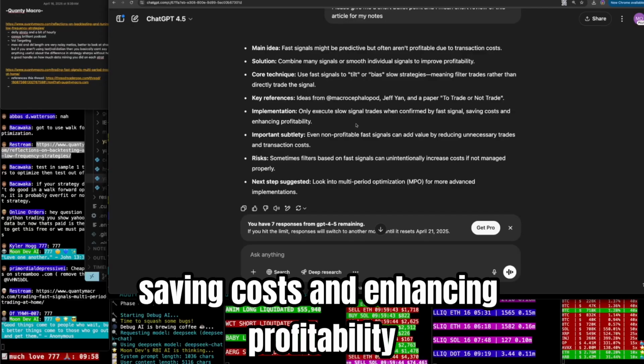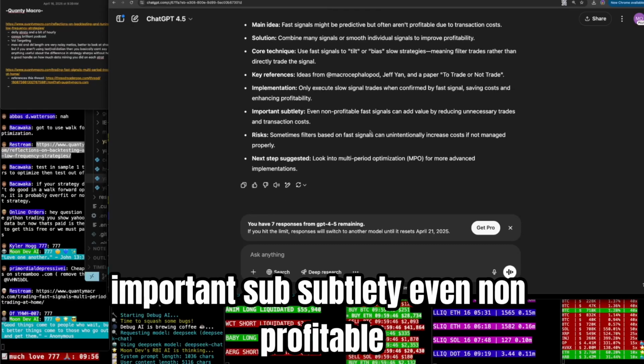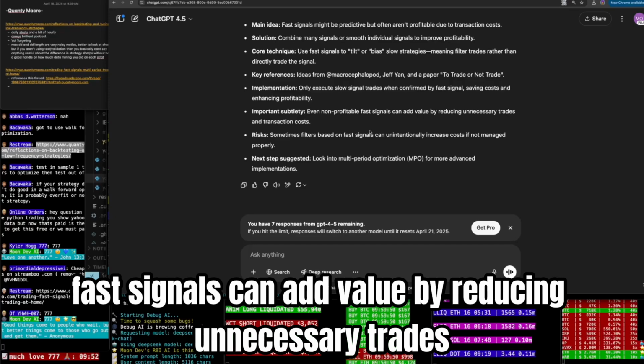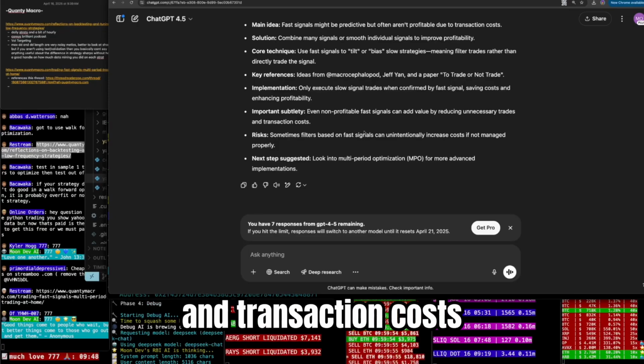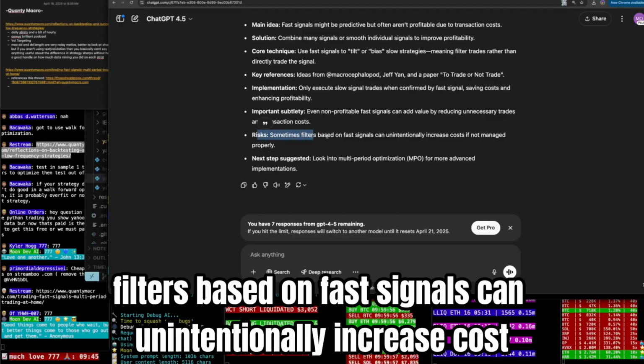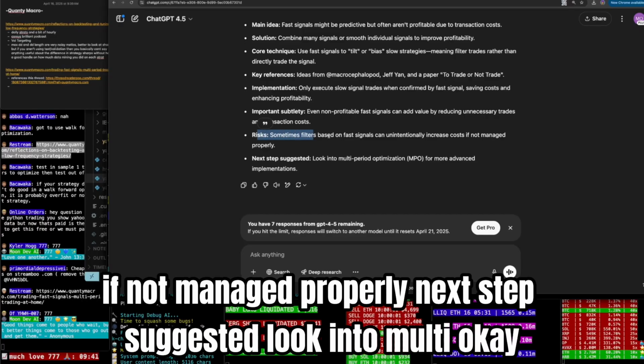Saving costs and enhancing profitability. Important subtlety: even non-profitable fast signals can add value by reducing unnecessary trades and transaction costs. Risk: sometimes filters based on fast signals can unintentionally increase costs if not managed properly. Next step suggested: look into multi-period optimization.